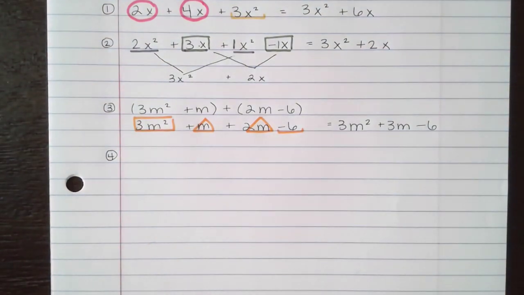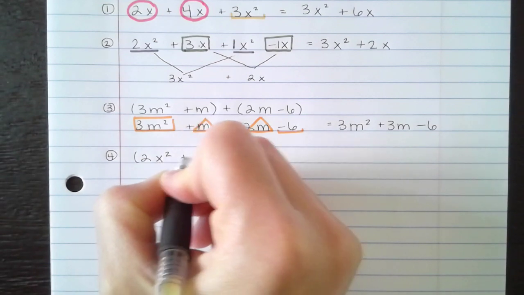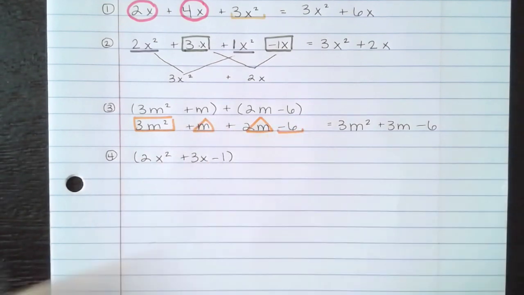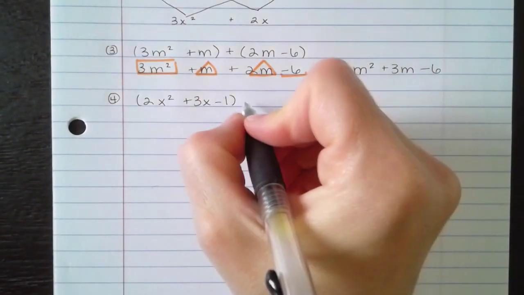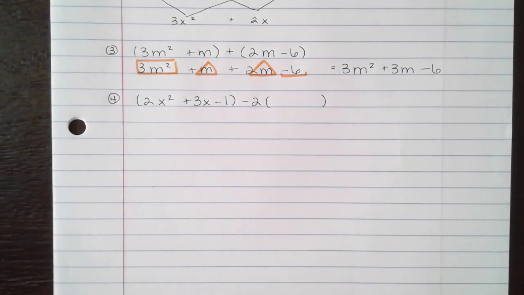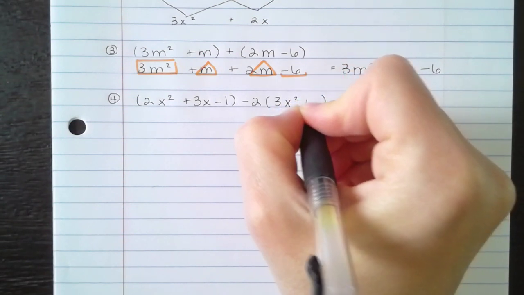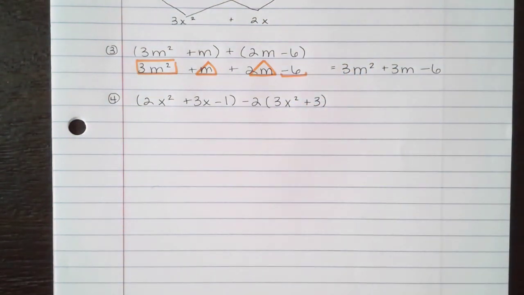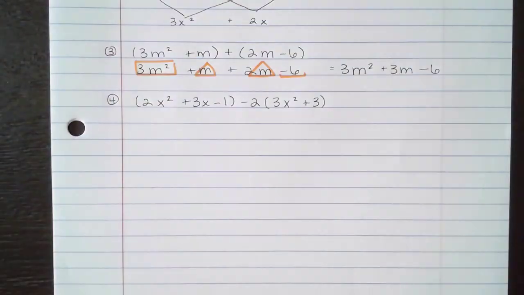So this one is where we start getting a little bit crazy. 2x squared plus 3x minus 1. Write that down. Minus 2 in parentheses. I know, it's kind of crazy. We're adding a few more things. 3x squared plus 3.